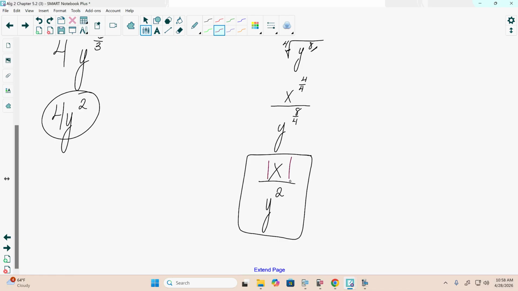Now, because we took an even root of an even power, we do have to put absolute values around the x because that variable cannot be negative. We can plug a negative in for x, but we cannot have a negative come out because of the properties of roots and powers.